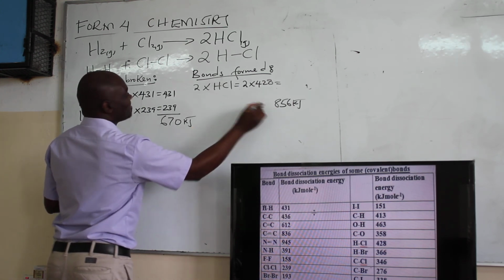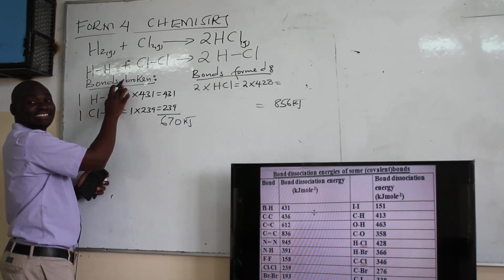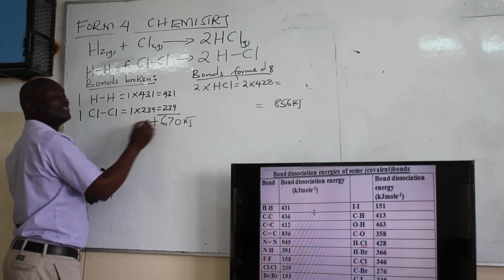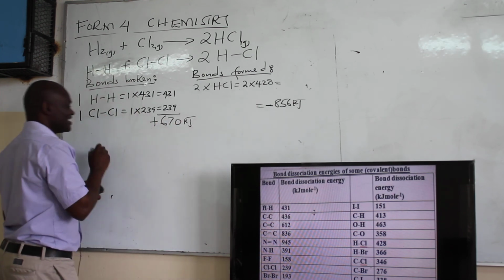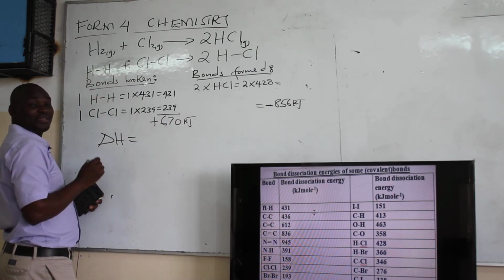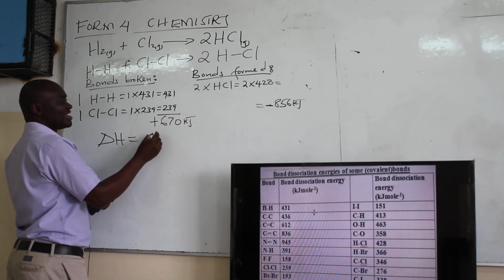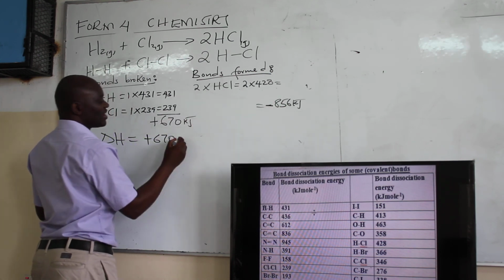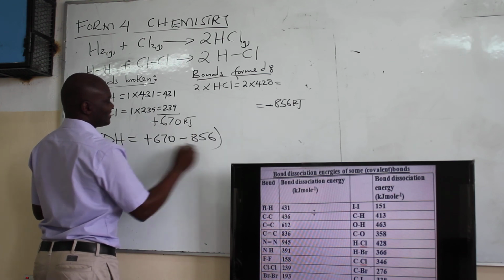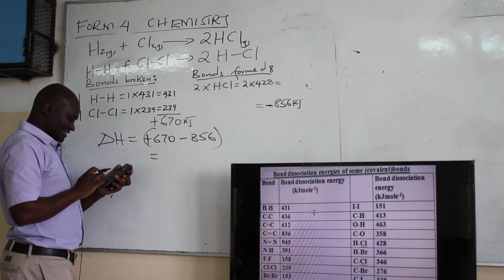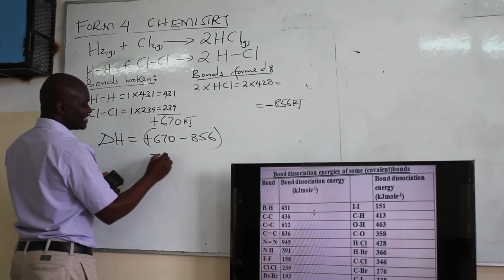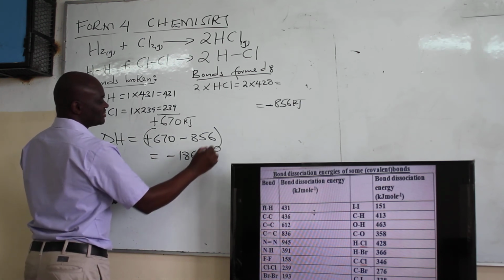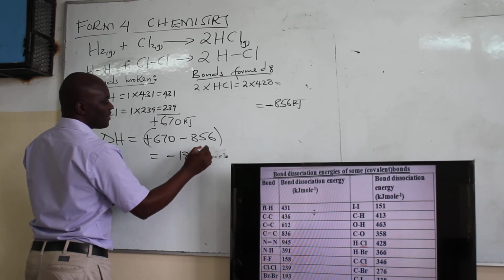Now, when bonds are broken, energy is absorbed, so this one is endothermic. When bonds are formed, energy is released, so this is exothermic. Now, for delta H, you simply take 670 and bring it down, and then you put 856. So this will be 670 minus 856. You get negative 186 kilojoules.